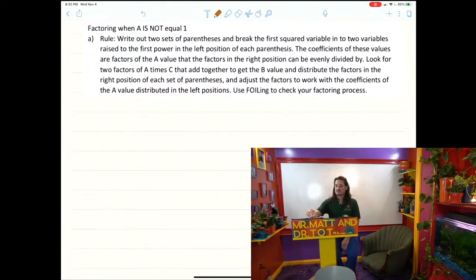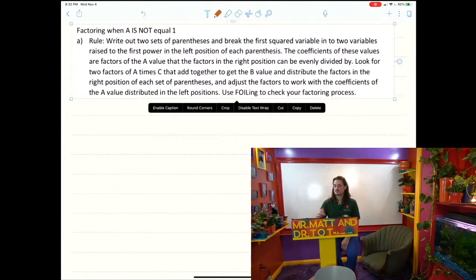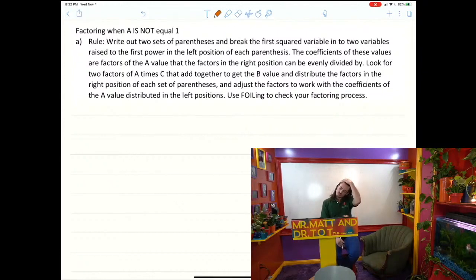Now, the second way of factoring is when a is not equal to 1. This is a little bit more tricky. There's some extra considerations that we have to make. So the rule here is that you start off the same way, write out two sets of parentheses and break the first squared variable into two variables raised to the first power in the left position of each parentheses.